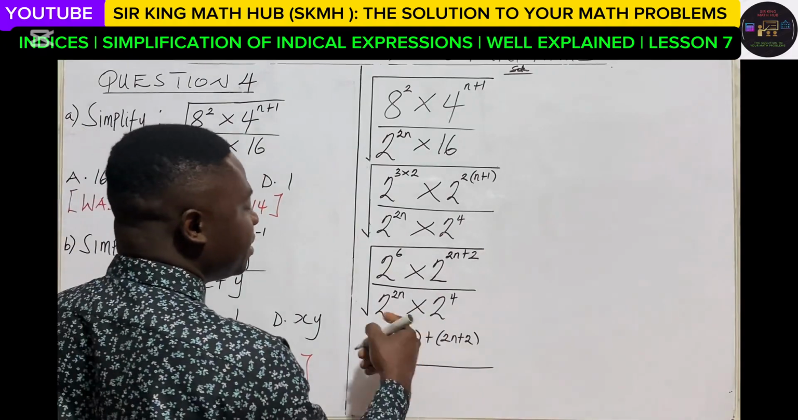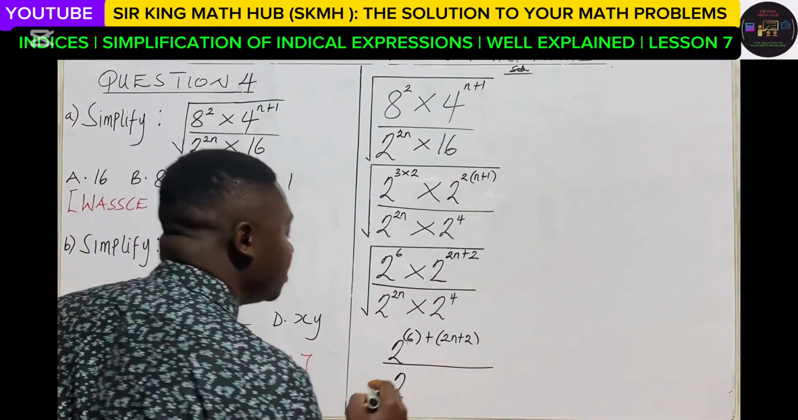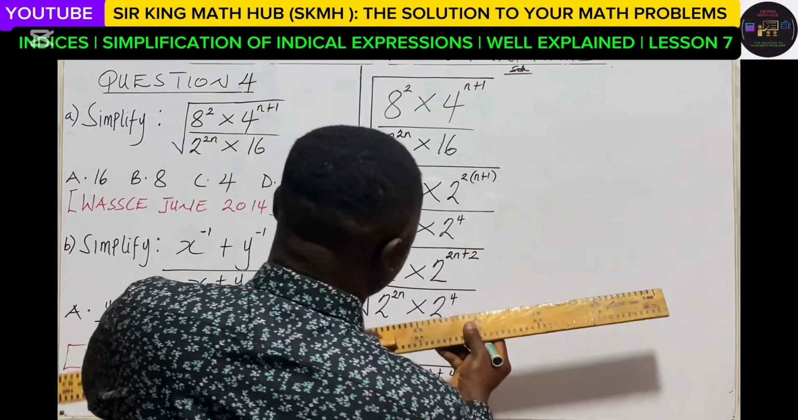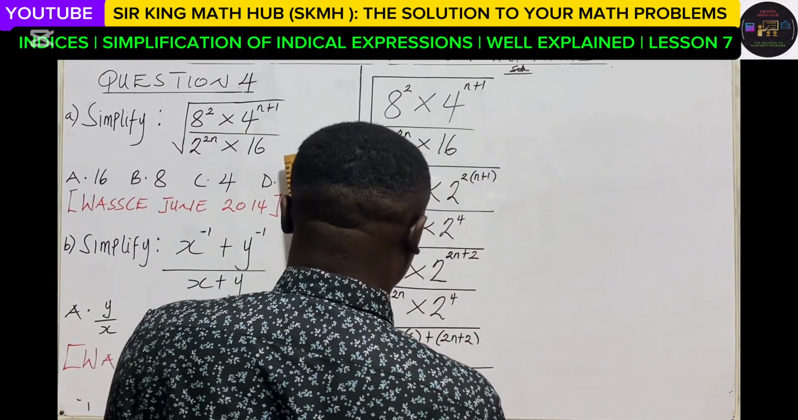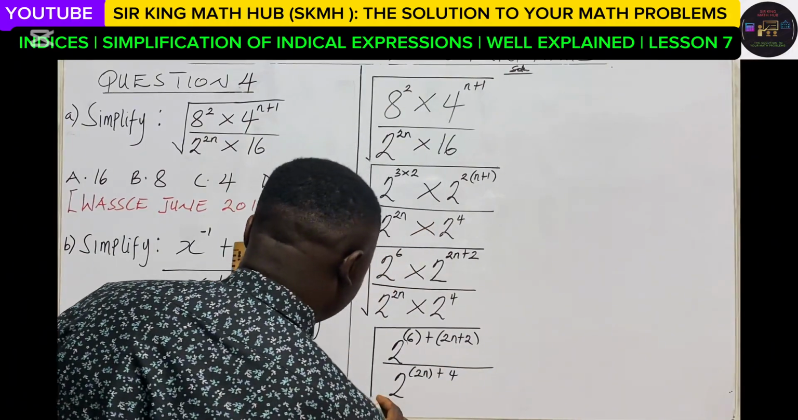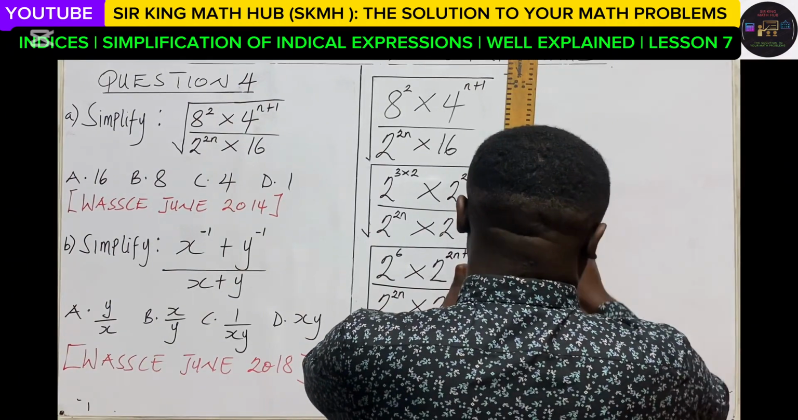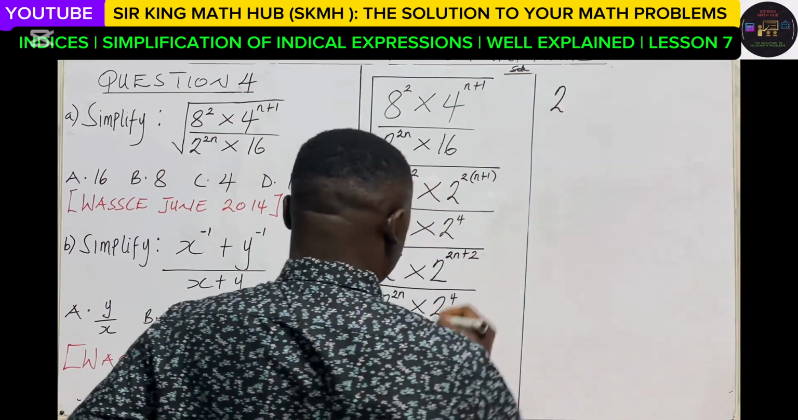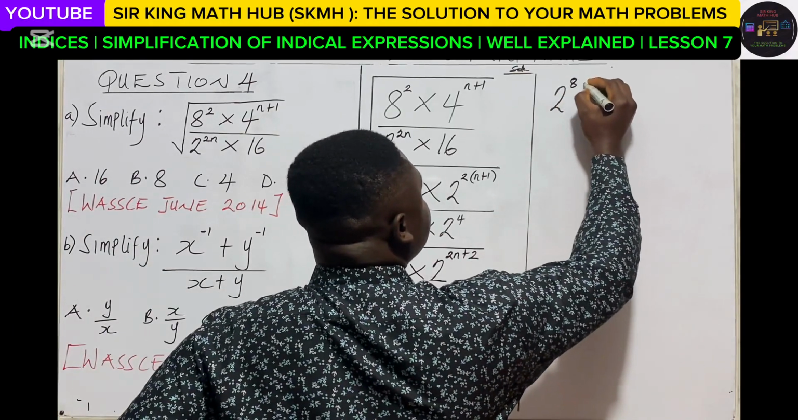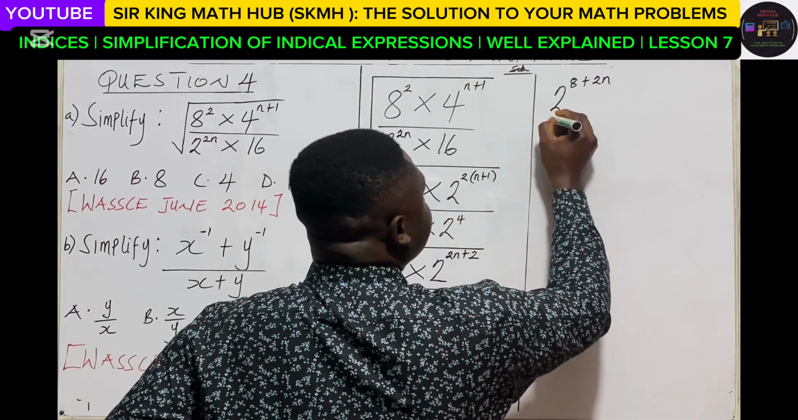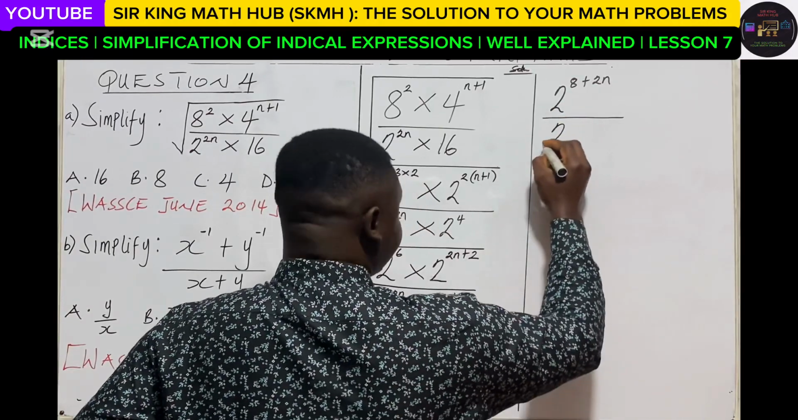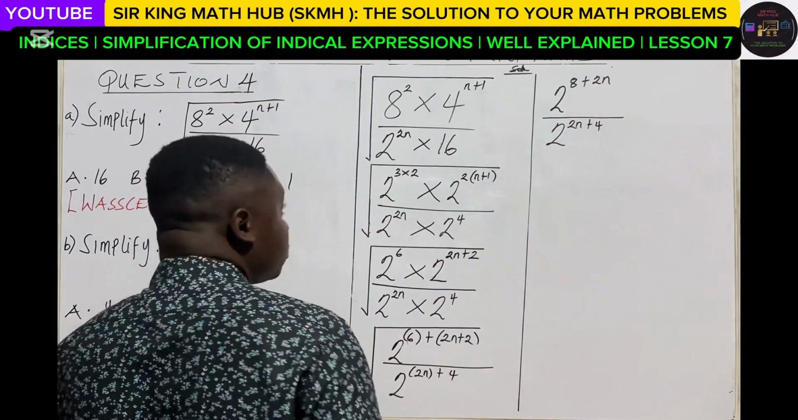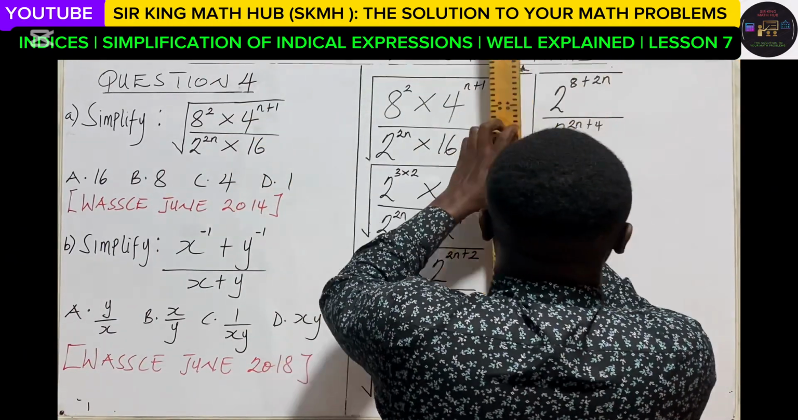For the denominator, the bases are the same, they are multiplying. So again, we write one of the bases and then we add the index. Remember, all these expressions are inside the square root sign. Now we can simplify the index. 6 plus 2, that is 8 plus 2n. So that is for the numerator. And for the denominator, we still have 2n plus 4. Again, they are all inside the square root sign.